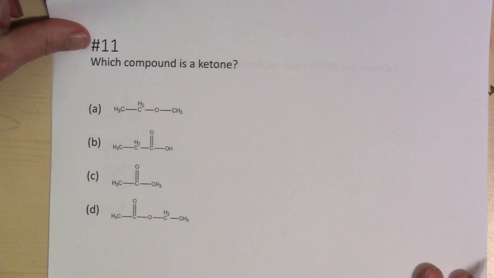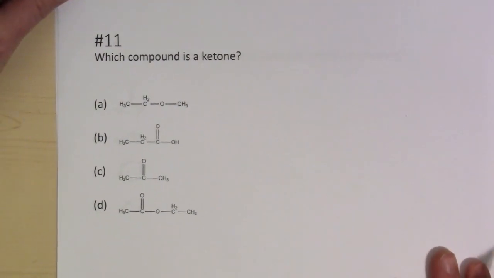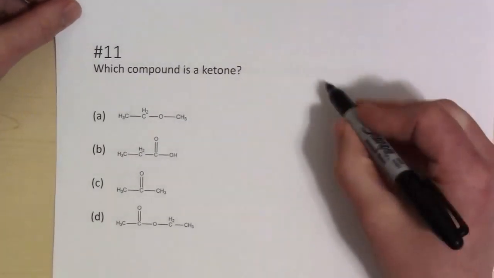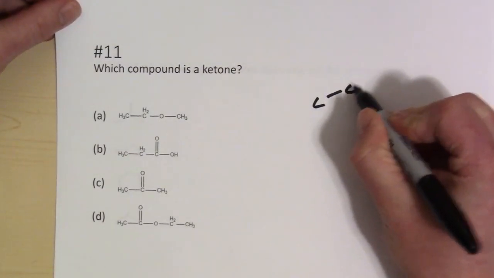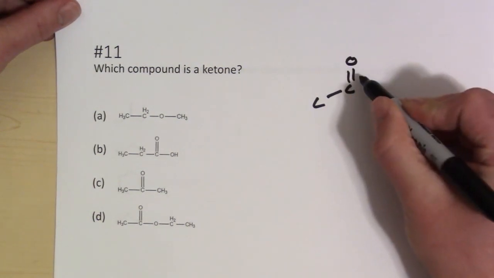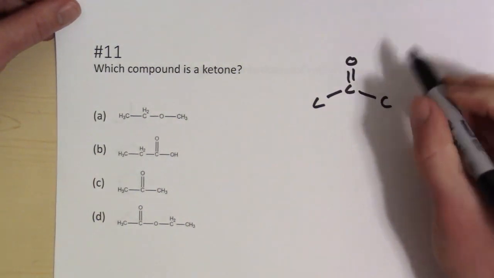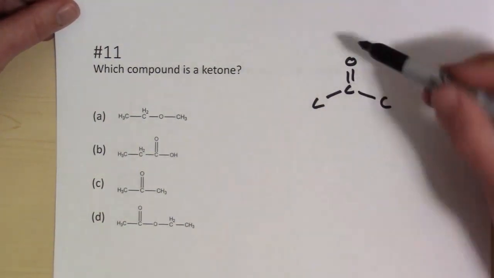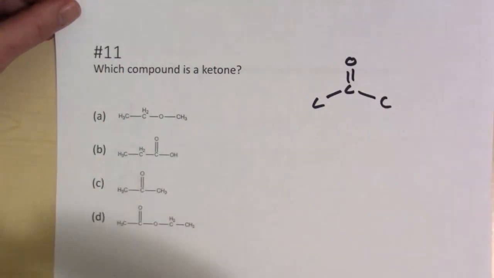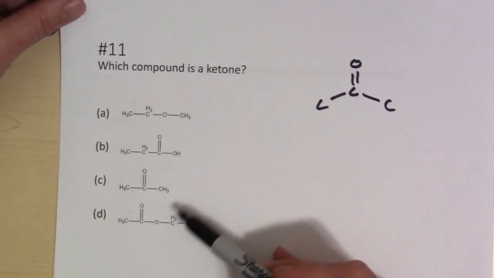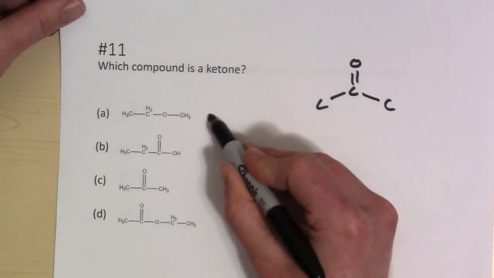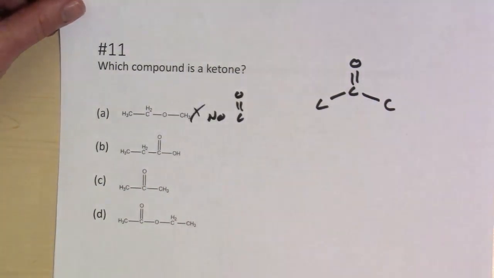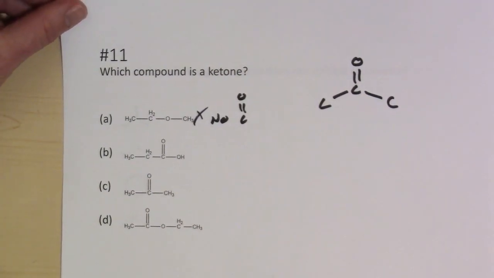Number 11 wants to know which of these compounds shown is a ketone. So a ketone will have the general formula like this. So it'll have a central carbon double bonded to a carbon, and then a carbon singly bonded to that central carbon on either side of this carbonyl here. So if we look at each of these structures, we see that there's not a carbonyl, so no CO double bond in A, so we can pretty much eliminate that one right off the bat.